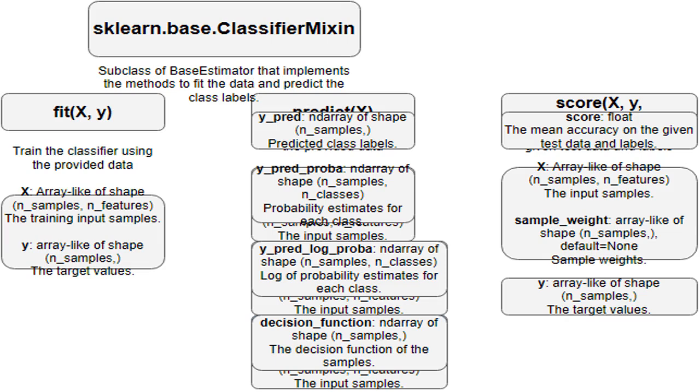decision_function: computes the decision function of the samples. X: array-like of shape (n_samples, n_features), the input samples. decision_function: ndarray of shape (n_samples,), the decision function of the samples.